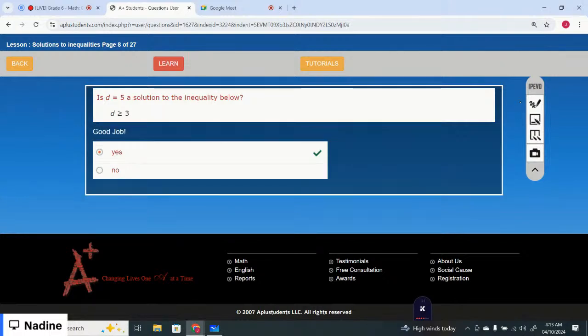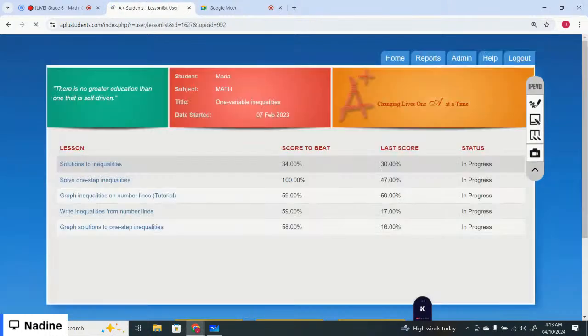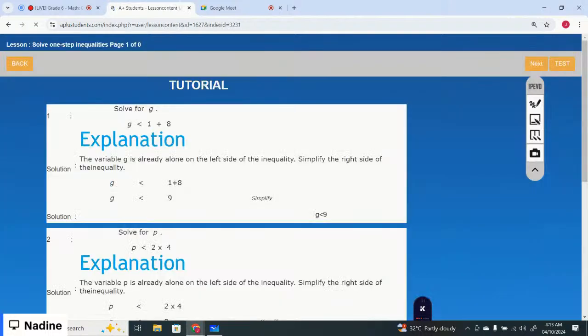Okay, you can complete the lesson by yourself later today. Let me move on to the next lesson. The next lesson is solve one-step inequalities. Let's start with the next lesson.